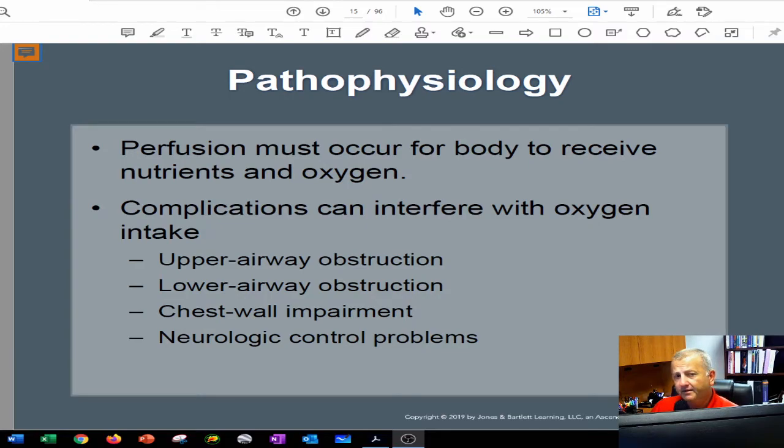All right, and then we need to look at the neurological aspect. Do we have a CNS problem? Is it the respiratory center of the brain? You know, we could be dealing with an infection there or an injury.